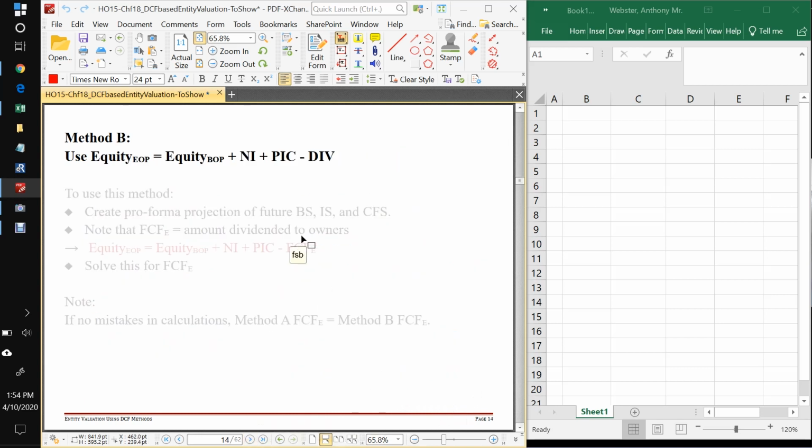Okay, so method B, how could we get our free cash flows to owners from method B? Okay, we can use our equation from accounting, our roll forward equation for equity. And this hopefully you remember from financial accounting, but again, I don't blame you if you don't, but this roll forward equation from financial accounting says equity at the end of the period equals equity at beginning of period plus additions to equity from net income and paid in capital, that would be issuing more shares, minus dividends. Dividends would be what we give out to the owners.